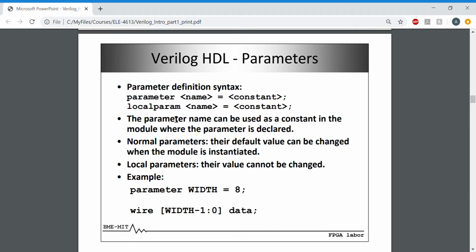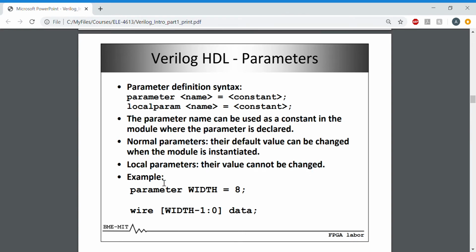So you have two kinds. You have parameter, which can be overridden from outside when instantiating the module, and localparam, which cannot be overridden, so its value is going to be there locally. Parameter definitions can depend on each other, which is the advantage. The parameter name can be used as a constant in the module where the parameter is declared. So normal parameters, their default value can be changed when the module is instantiated. This is what I'm talking about, this kind of parameter. And local parameters, their value cannot be changed, right?